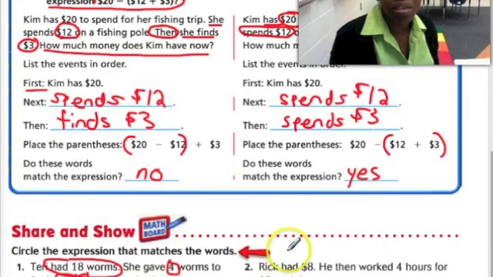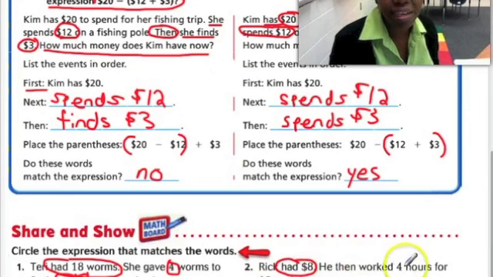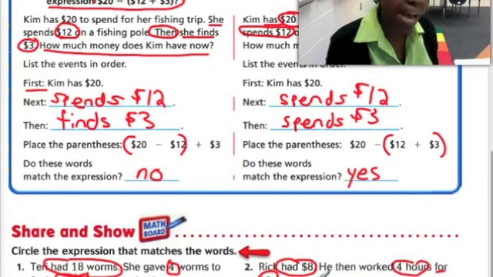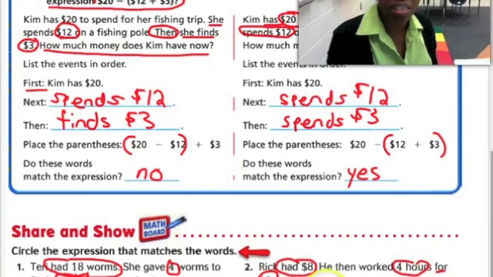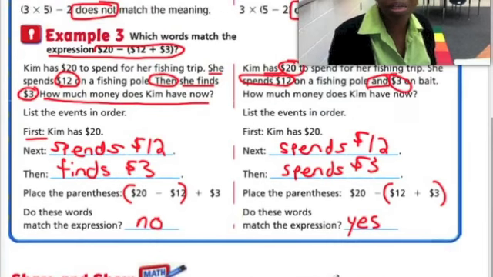This expression. Number 2, Rick had $8. He then worked 4 hours for $5 each, okay? He had $8. He then worked for 4 hours at $5 each hour, okay? $8, then 4 hours for $5 each hour. And we're thinking about, this is what we started with, $8. And then this action happened, 4 times 5, which would be 4 hours at $5 each hour. Okay? It just takes practice. The more you practice it, the better you'll become at reading the words.